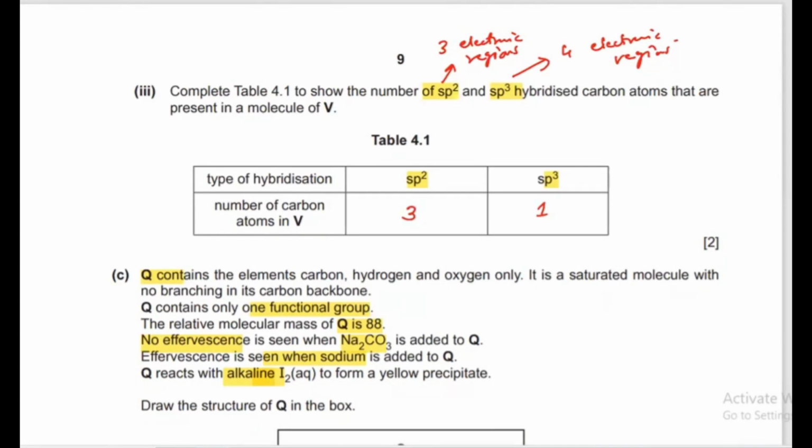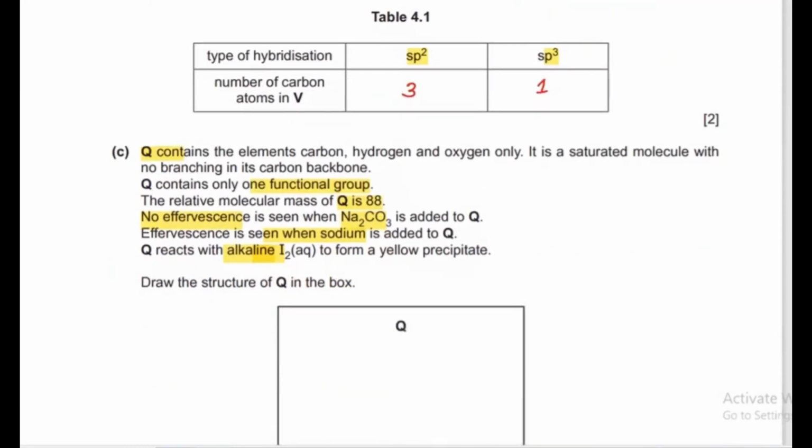Now, in part C, Q contains the elements carbon, hydrogen, and oxygen. So this is a compound which contains 3 elements. It is a saturated molecule, meaning there is no double covalent bond between carbon atoms. All the carbon bonds are single. There is no branch, it is a straight chain. Q contains only one functional group. There is no extra functional group. A double bond is not there. There is just one functional group. The relative molecular mass is the Mr of this Q.